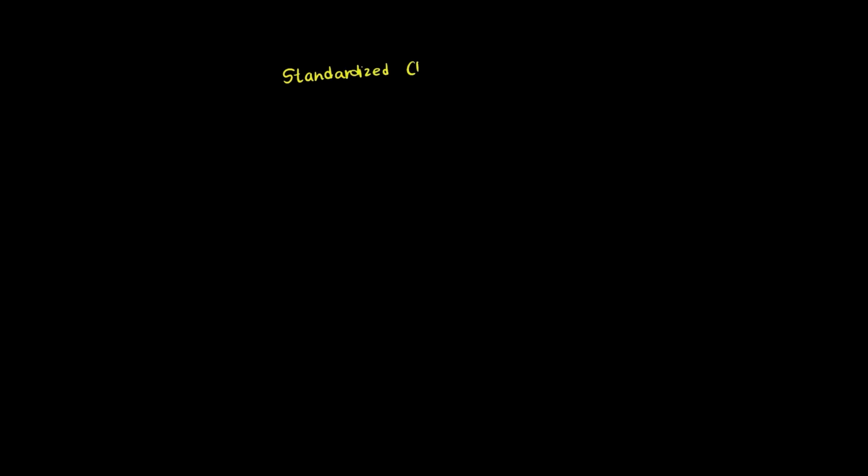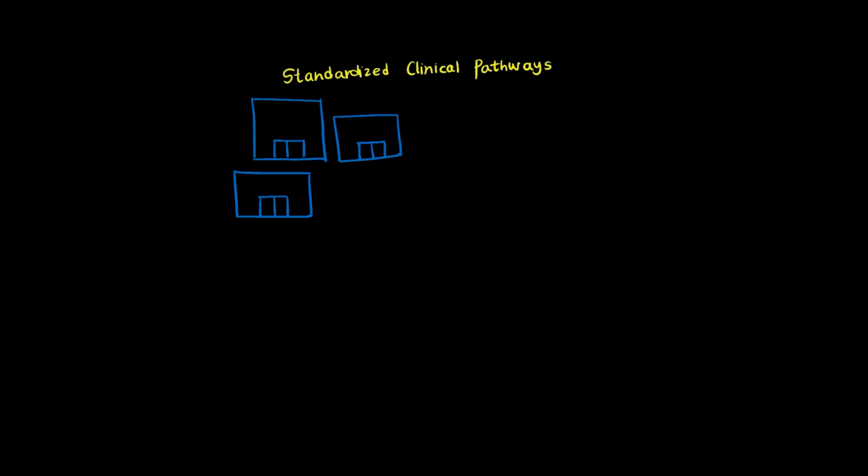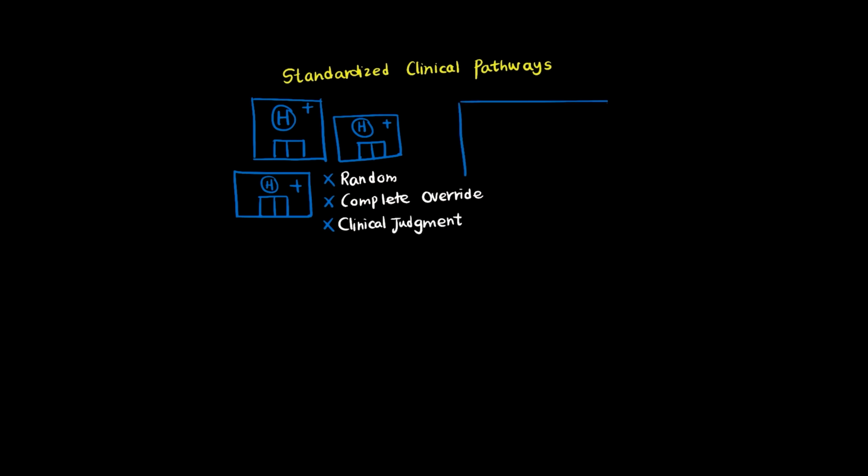Standardizing care across multiple facilities requires balancing consistency with clinical judgment. Randomized treatment violates medical ethics. Complete provider override defeats standardization. Deleting pathways eliminates evidence-based care entirely. Integrated guideline alerts strike the perfect balance. They're like GPS navigation for clinical decisions, showing the recommended route while allowing detours when needed.